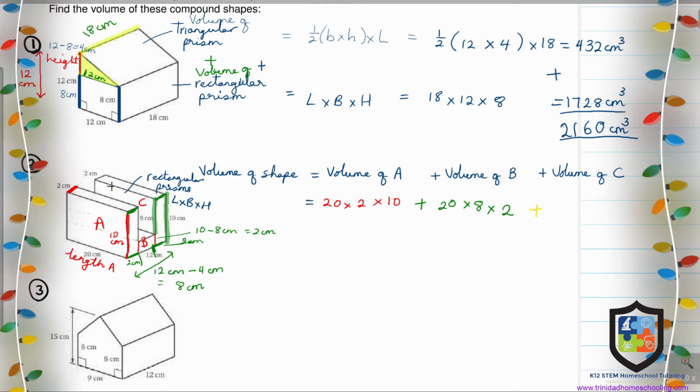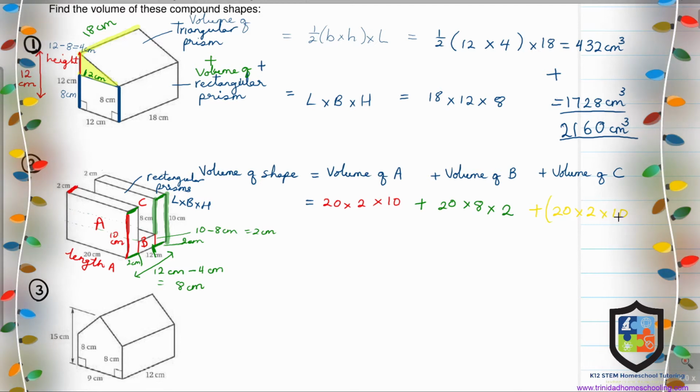Now C is identical to A. Okay, C has the same dimensions as A. The length is still going to be 20, the height is going to be 10, and the width is still going to be 2 centimeters. Okay, so we don't need to check over, you can just put it in, 20 by 2 by 10.